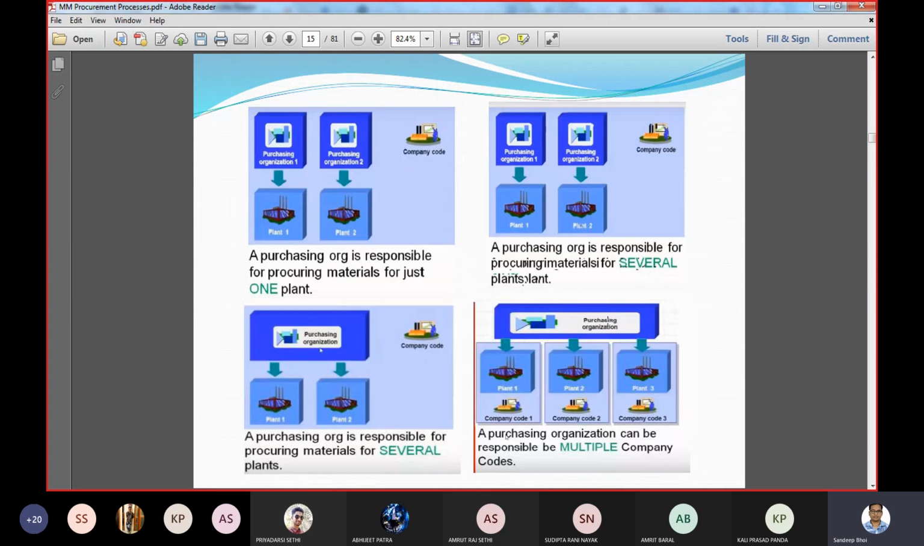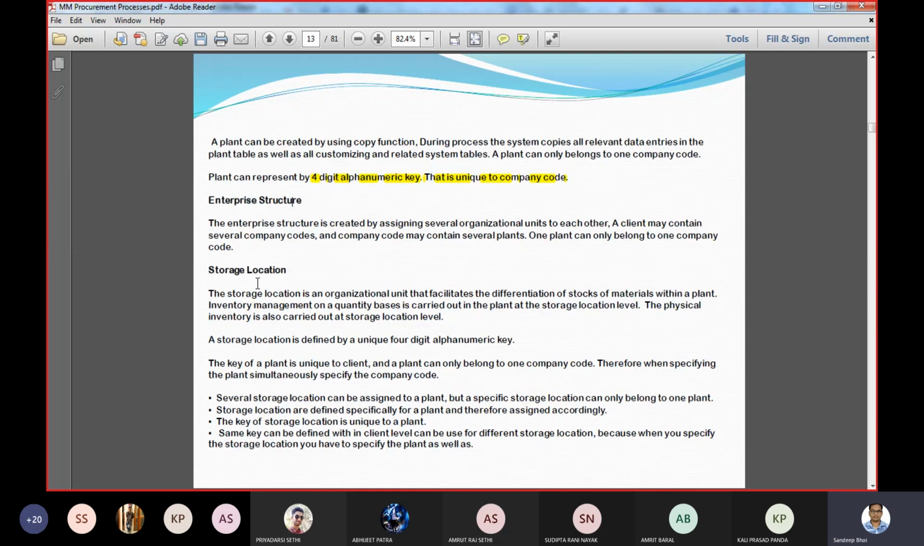But here you can also see that some purchasing organizations can be responsible for different plants that come under different company codes. These plants can also vary from different companies. That is where you go for multiple companies. This is a company specific purchasing organization, and this is plant specific. So in this way you can get to know all these things.